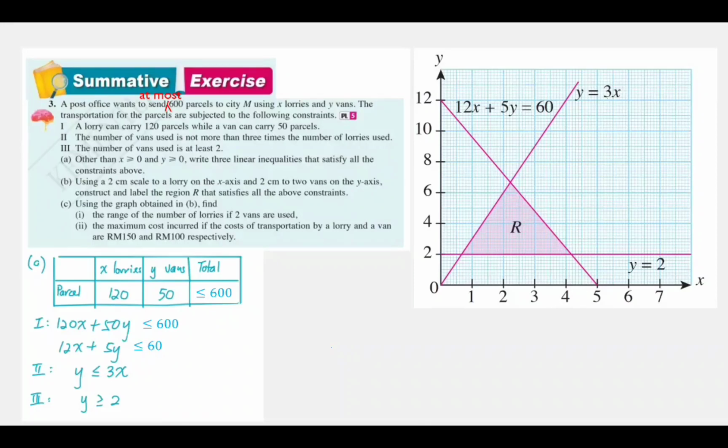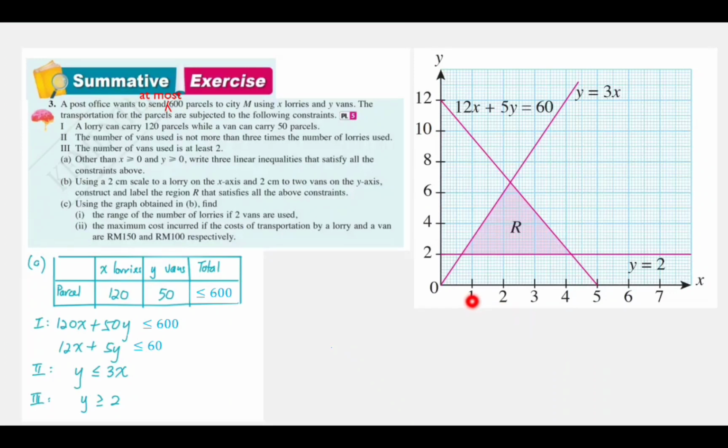Okay. So for the first linear inequality, 12x plus 5y smaller than and equals to 60. To draw 12x plus 5y equals to 60, get the y-intercept, y will be equal to 12, and the x-intercept, x should be equal to 5. So we have 12 and 5 as the y-intercept and x-intercept.